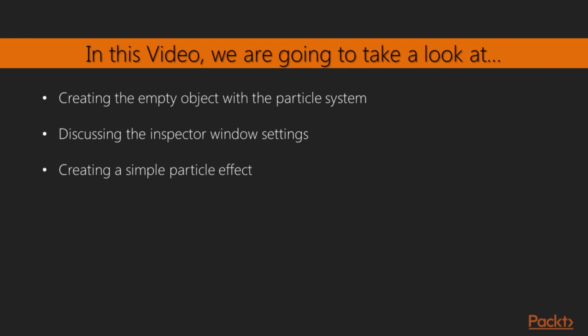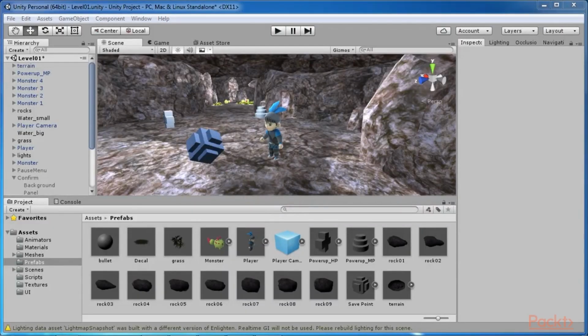In this video, we are going to see how to create an empty object with the particle system. Then, we will look at the settings appearing on the inspector window. Finally, we will create a simple particle effect. Particle systems are often overlooked by rookie game developers because they are not something that will affect game mechanics or make the AI smarter. However, a particle system is very important in games because not only does it make a static and boring scene look a lot livelier, but it can also create different moods and affect the player's emotion.